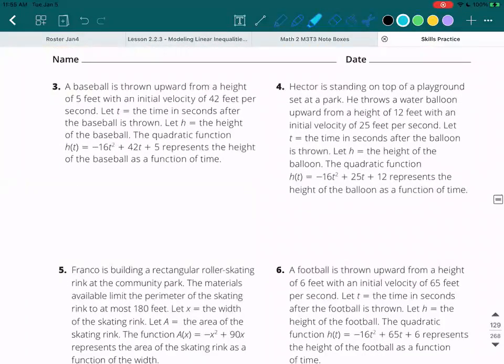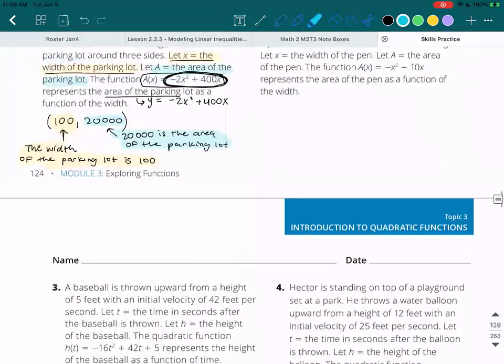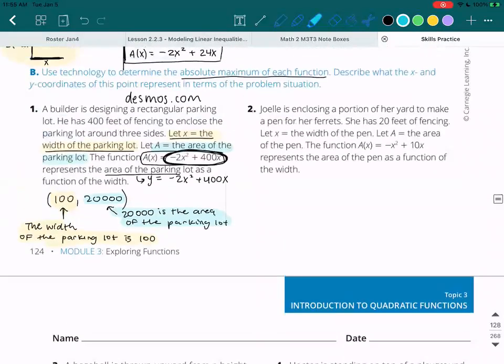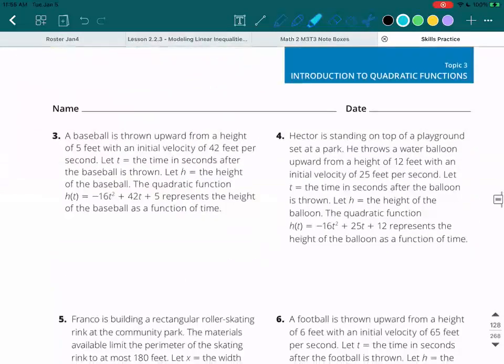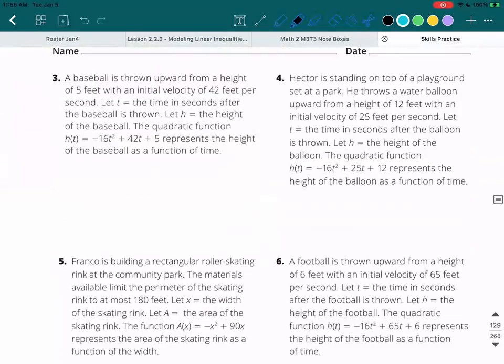A baseball is thrown upwards from a height of 5 feet with an initial velocity of 42 feet per second. Let t equal the time in seconds after the baseball is thrown. Let h equal the height of the baseball, and the quadratic function h of t is equal to negative 16t squared plus 42t plus 5 represents the height of the baseball as a function of time. So remember, according to the instructions, we were going to look for the absolute maximum and then determine what the x and y coordinates represent. So let's type this equation into Desmos, except I'm going to use the letter x instead of the letter t because Desmos prefers when we use the letter x, okay? So I'm going to write negative 16x squared plus 42x plus 5.